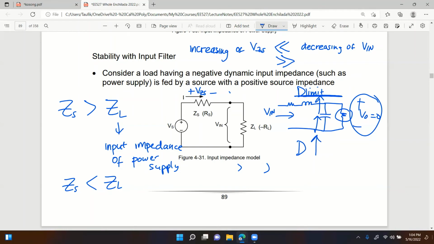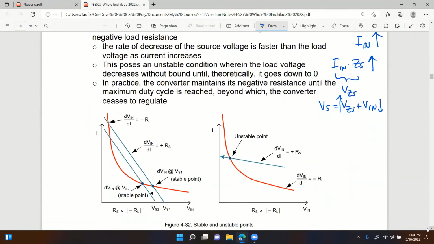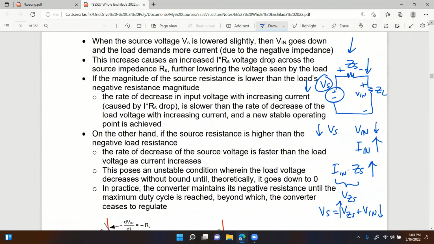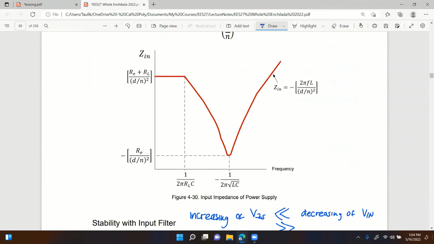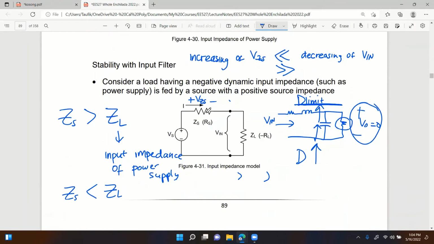All right. Okay. So that's the problem with this scenario, right? If you have a source impedance connected to a power supply, and the source impedance is higher than the input impedance of the power supply, then this oscillation may occur, right? The instability may occur. Now, what does it have to do with the filter?